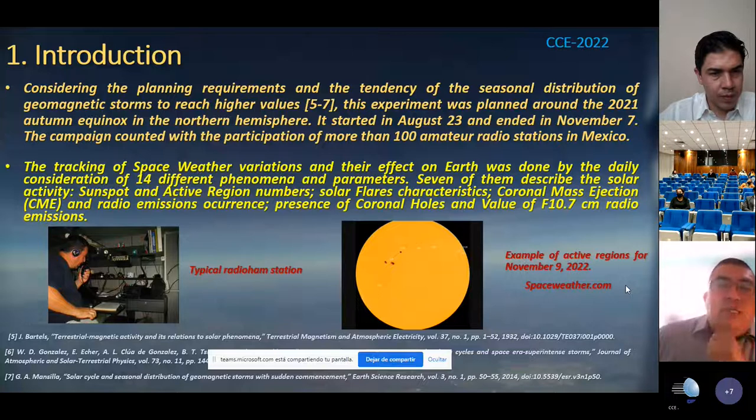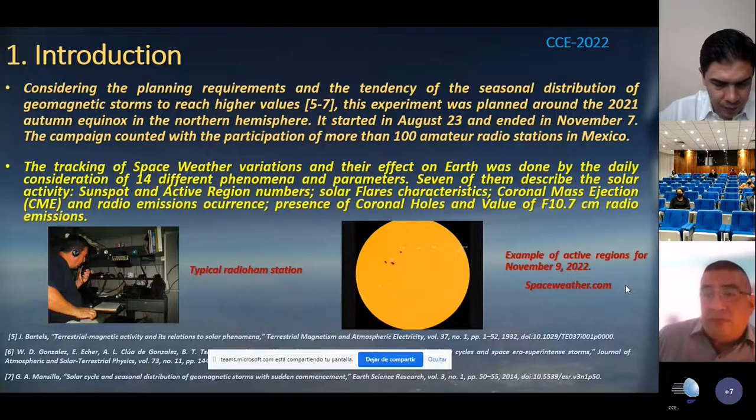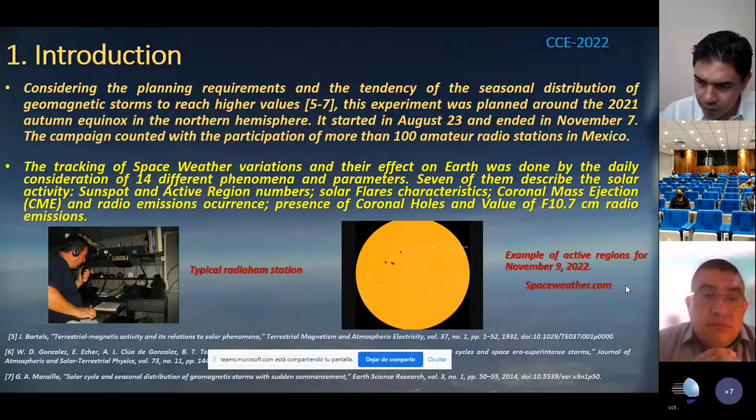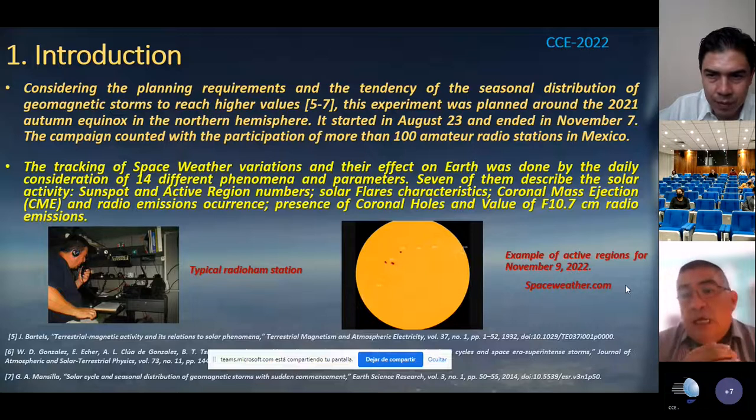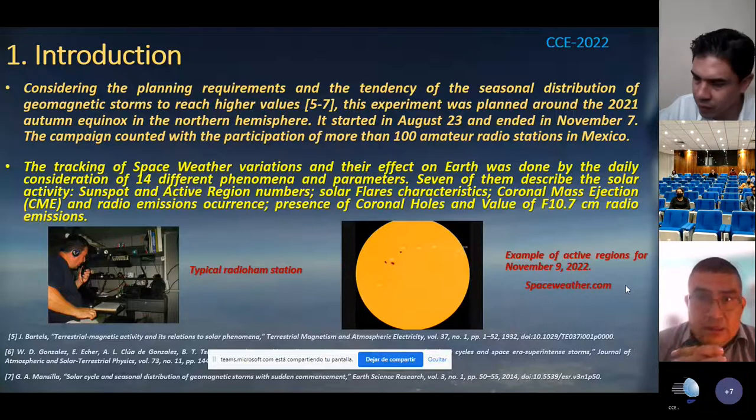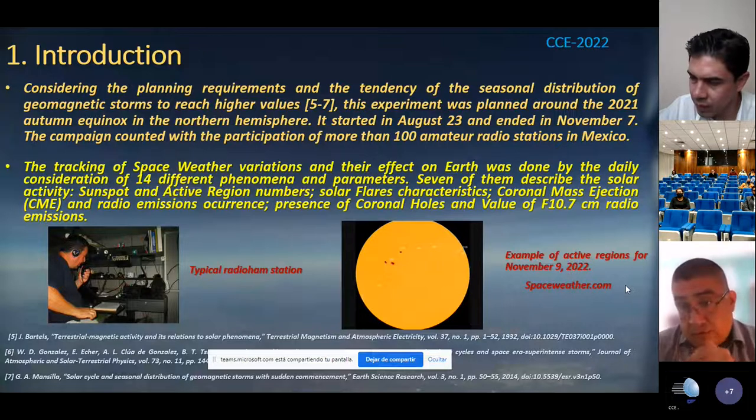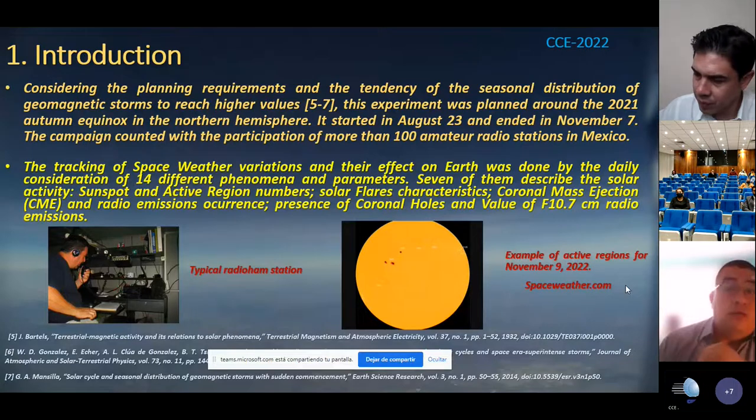7 of them describe the solar activity, like sunspot and active region numbers, solar flare characteristics, coronal mass ejection, CME, and radio emission occurrence, presence of coronal holes, and the value of F10.7 centimeters radio emission. In these pictures, we can see a typical radio ham station used for these experiments, and an example of active regions on the Sun for November 9 of this year, according to spaceweather.com.